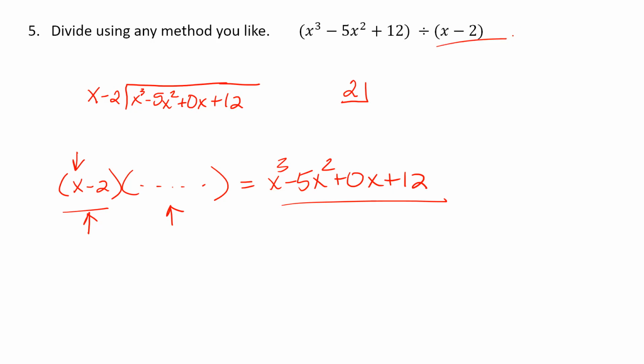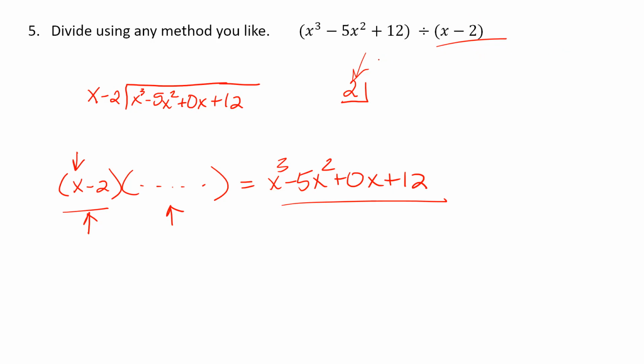So if I were to give you a problem like this where you're dividing by a binomial x minus a, then the number that goes here is the a. In this case, a is 2, x minus 2, so you put a 2 there. If it was x plus 2, that would be x minus negative 2, so you'd put a negative 2 there.